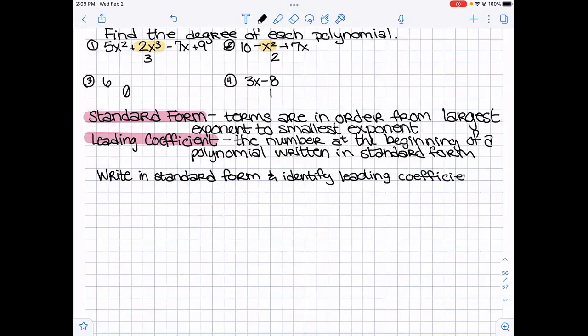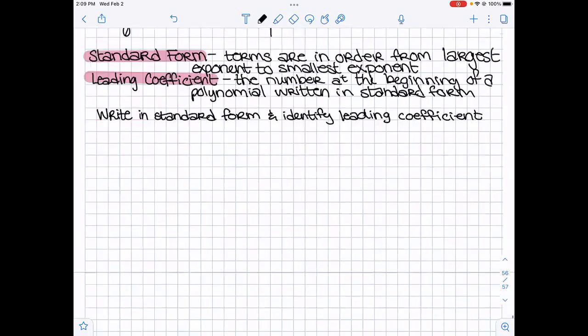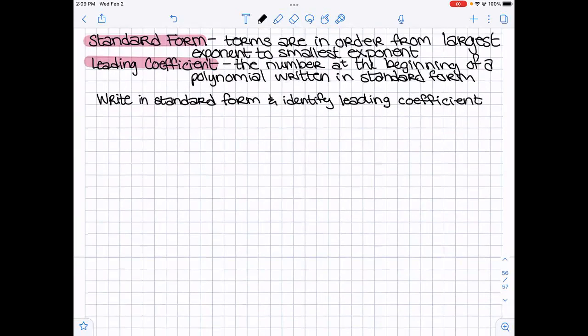Okay, write down the directions because we're going to do some examples. Write in standard form and identify leading coefficient. Write down the directions, please. I have 3 examples ready. If I need to make up more, I will.